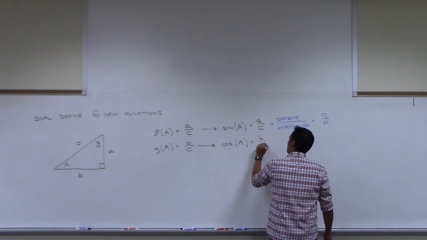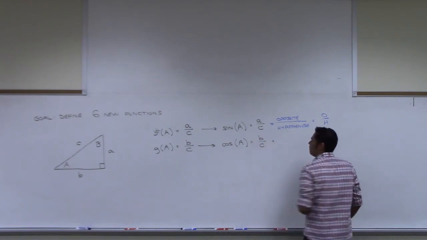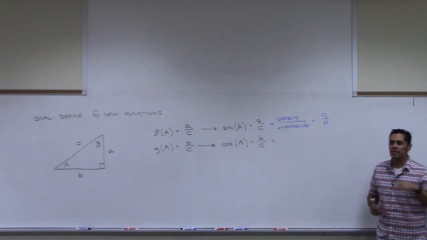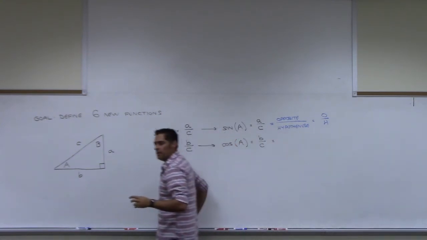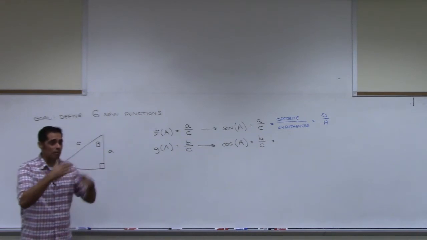B over C. All these functions are doing, all they're doing is giving you ratios, a measurement of a ratio. That's all they do. Okay, you give me the angle, it spits back a ratio.